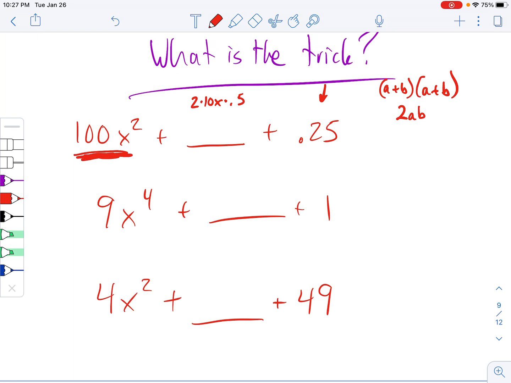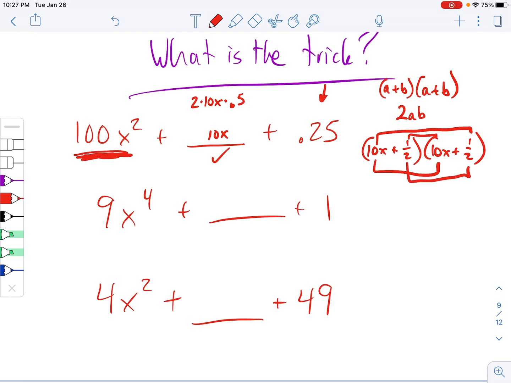So I'll get 10x. Let me check that. So 10x plus 1/2 times 10x plus 1/2, 100x squared, O, 5x, I, 5x. Cool, that gives me 10x. The L, 1/2 times 1/2 is 0.25.